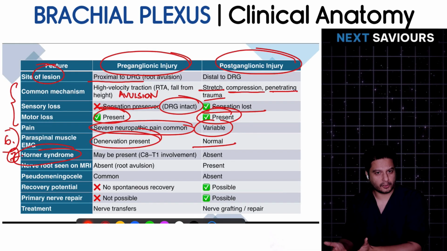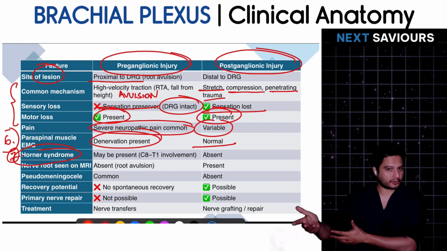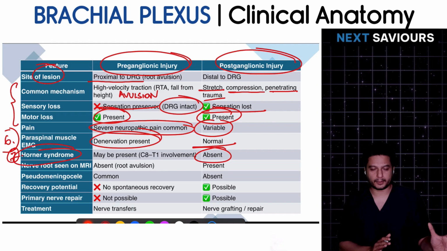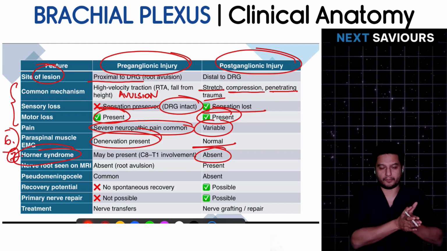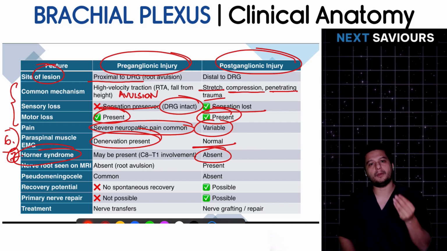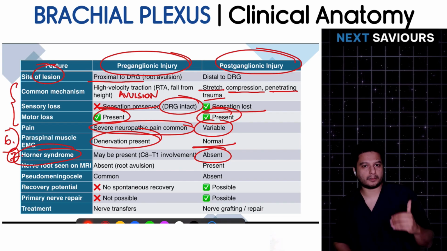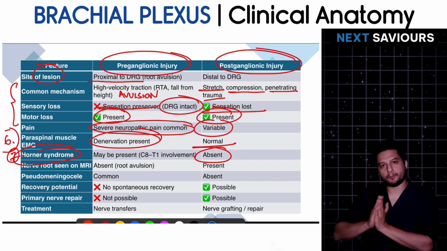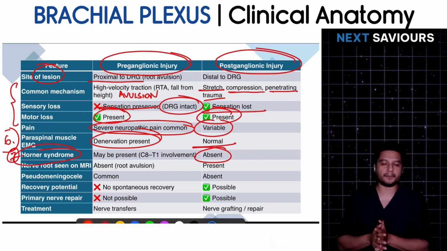While in case of postganglionic injury, because it is happening after the dorsal root ganglion, there is obviously no involvement of the T1 root. Roots are not getting affected, right? So Horner syndrome is not a possibility. So till this point, if we have to compare the preganglionic and postganglionic injury to the brachial plexus, what are the points?